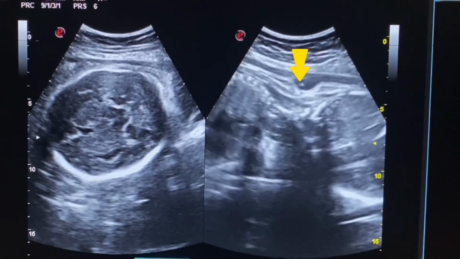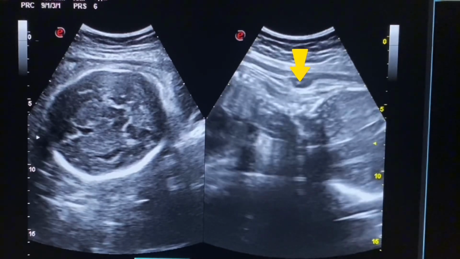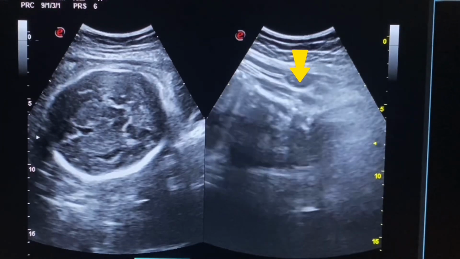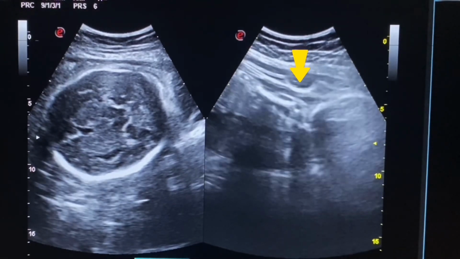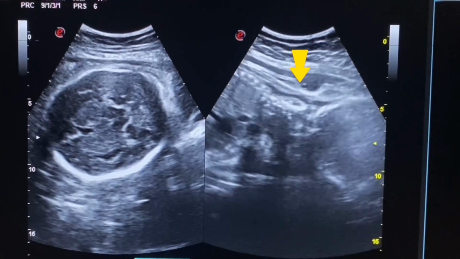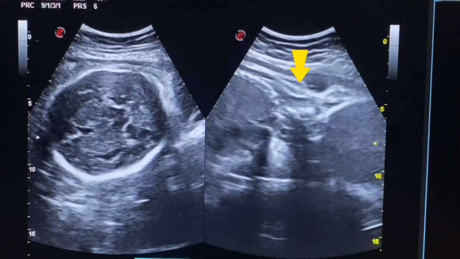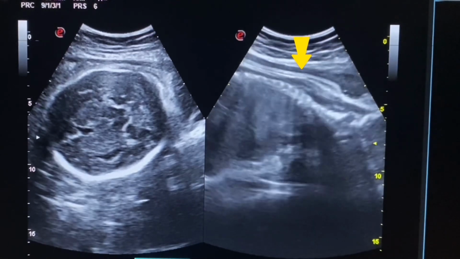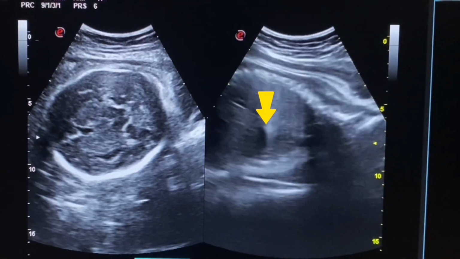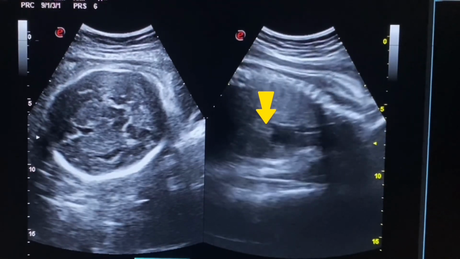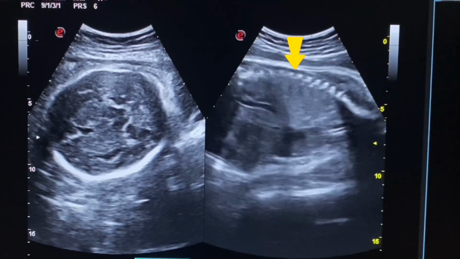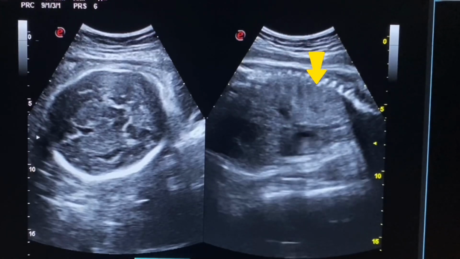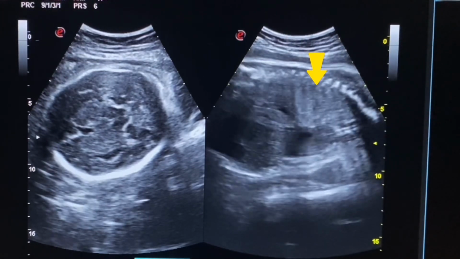Here we see the neck of fetus. If we don't find the neck of fetus, we slowly slide the probe right and left. Now slowly sliding upward, we see the heart. These are ribs and this is right lung, which is normal.